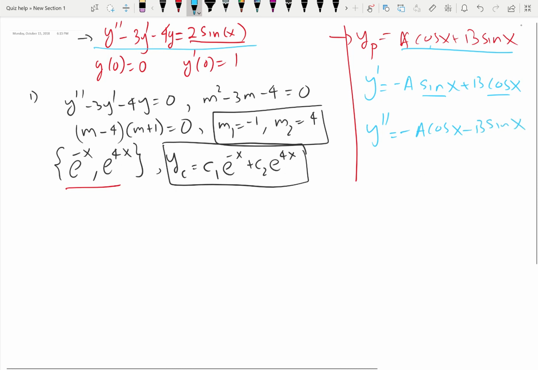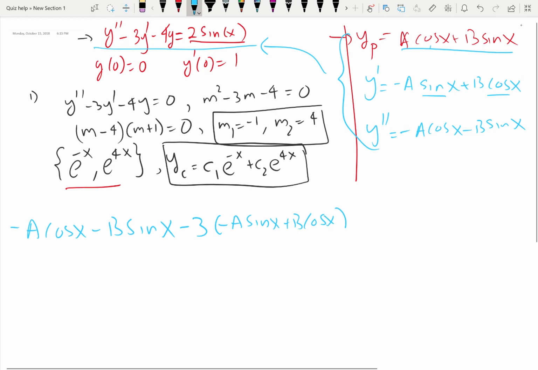Okay, so now substitute these three into the differential equation. So y double prime, negative a cosine x minus b sine x, minus 3 times y prime, which is negative a sine x plus b cosine x, minus 4 times y, which is a cosine x plus b sine x, is equal to 2 sine x. Okay, that's a long one.